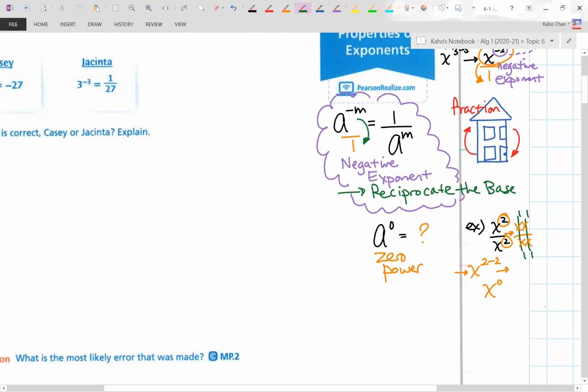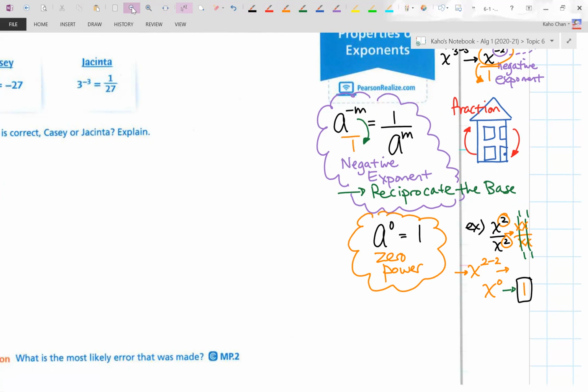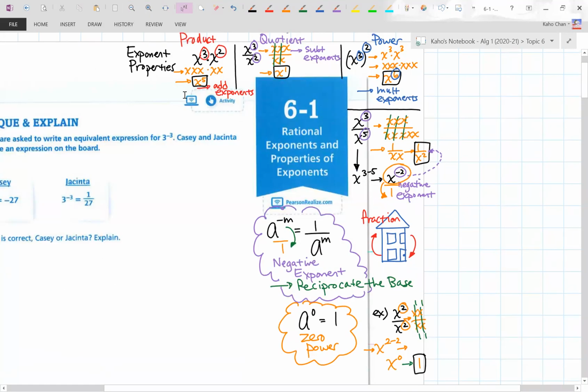Ladies and gentlemen, I just proved to you if you have something divided by itself, literally in this case x squared over x squared, we got an exponent of 0, and that literally means it equals 1 as an answer. Anything to the 0 power is 1, ladies and gentlemen. So some of you may have seen this before in your last math class. I just want to now show you that these are 5 properties that you should be aware of for exponents, powers.